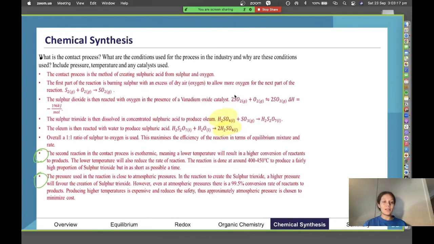Okay, so then the pressure used in the reaction is close to atmospheric pressure. So then in the reaction to create sulfur trioxide, a higher pressure will favor the creation of that product. However, even at atmospheric pressure, there's a 99.5% conversion rate of reactants to products. Producing higher pressures is expensive, so atmospheric pressure is chosen just to minimize the cost.